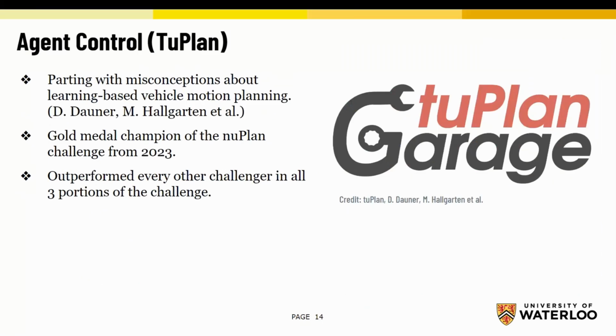In order to figure out who's going to drive our vehicles, we simply look towards who got the best scores on the NewPlan challenge in 2023. NewPlan won the gold medal. It blew everybody else away in every category. And the best part is it used a very simple, interpretable technique that was not machine learning based. It was simply rule based, mostly central line following. And that gives us a couple of advantages.